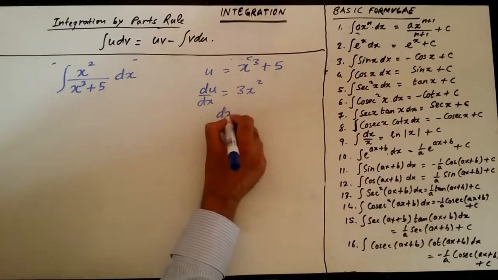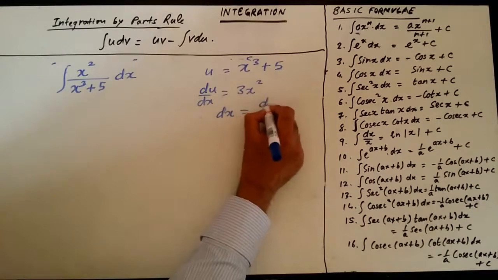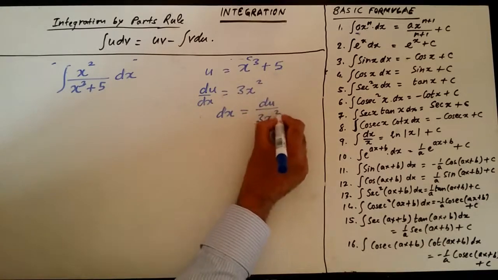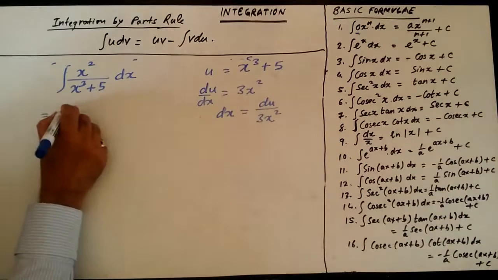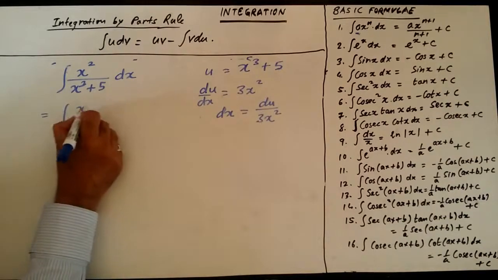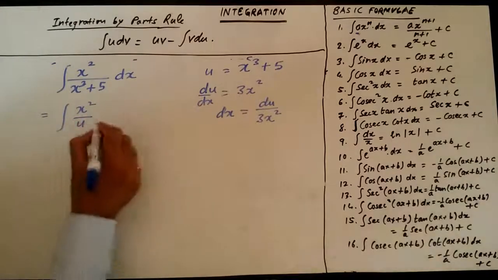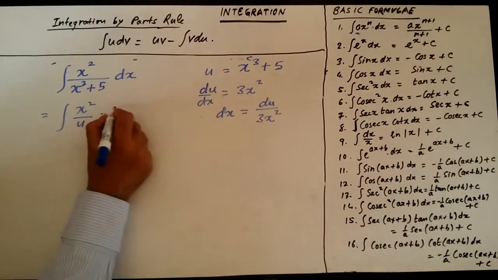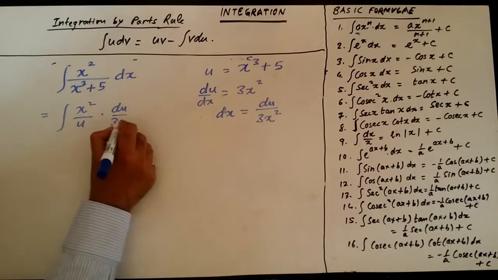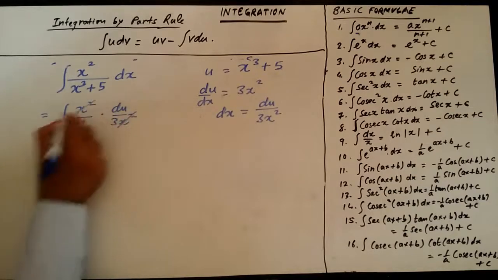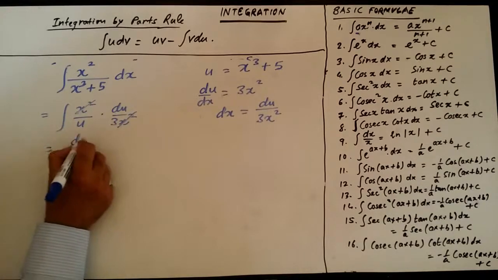So what is dx equal to? dx is equal to du by 3x squared. So now we just have to substitute. So x squared remains x squared. This will become u, and dx is equal to du by 3x squared. This and this cancel off. So we get a very simple expression.